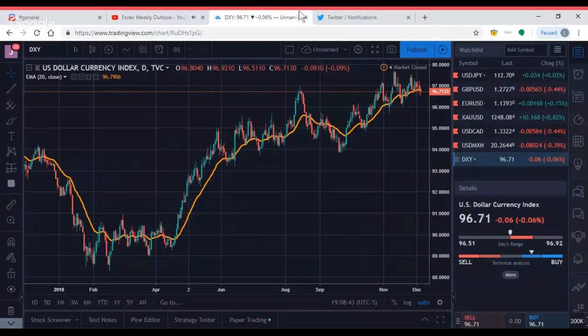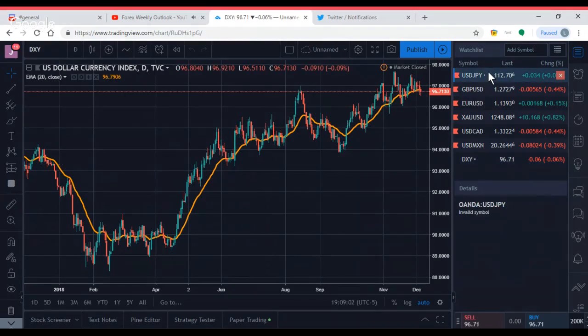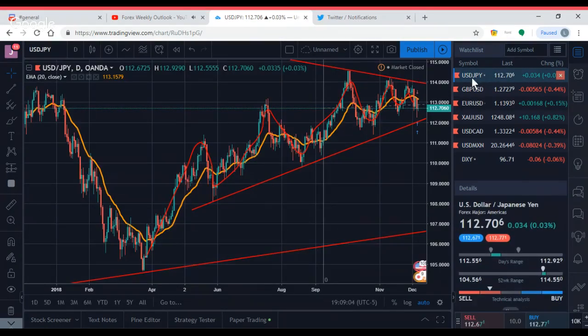Alright, I'm gonna go ahead and get started. So the first one that I want to start with is actually the US dollar currency index, and basically this is a dollar index and stating the value of the dollar. So if this goes up, a base currency such as the USD JPY goes up or down.